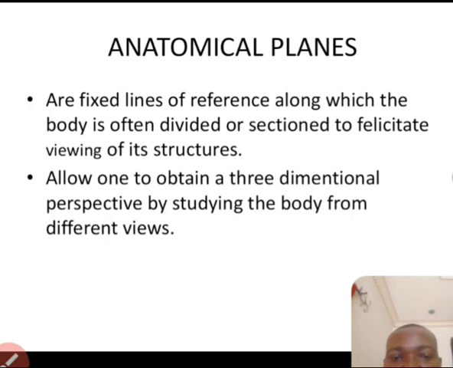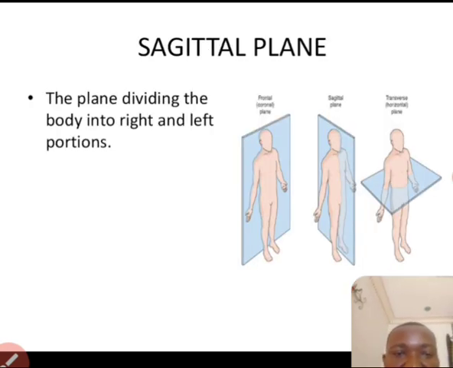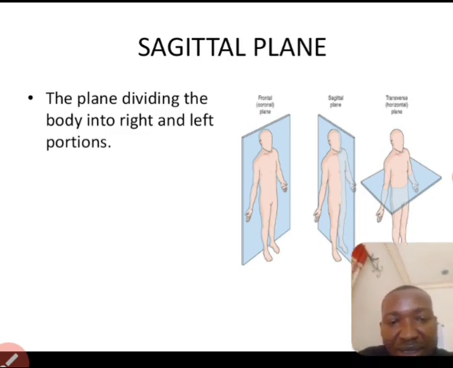Anatomical planes are fixed lines of reference along which the body is often divided or sectioned to facilitate viewing of its structures. It allows us to obtain a three-dimensional perspective by studying the body from different views. We have the sagittal plane. The sagittal plane divides the body into right and left portions.